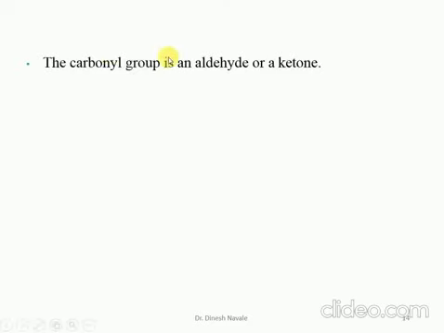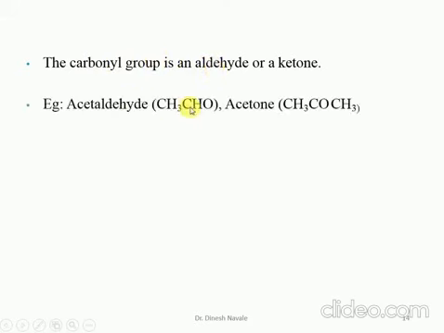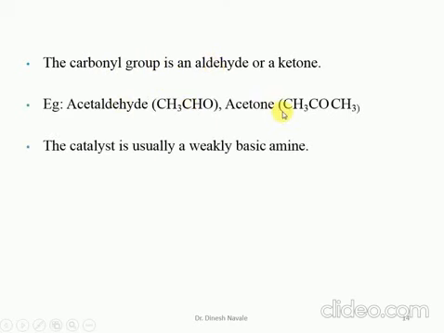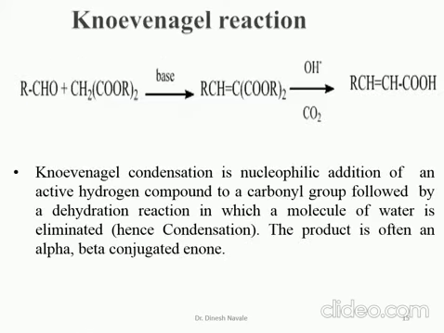The carbonyl compounds utilized in the Knoevenagel condensation will preferably be only aldehyde or ketone. So acetaldehyde and acetone can undergo this reaction. The catalyst is usually a weak base amine like pyridine. Now this is the general representation of the Knoevenagel reaction, in which, as we already discussed, an active methylene group on reaction with aldehyde or ketone in basic condition will give the formation of the alpha beta unsaturated enone system. This is the Knoevenagel reaction.